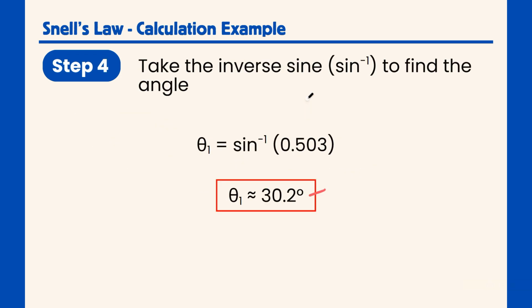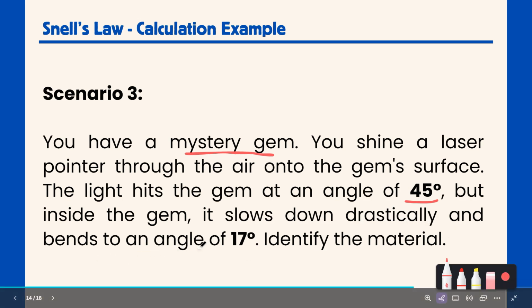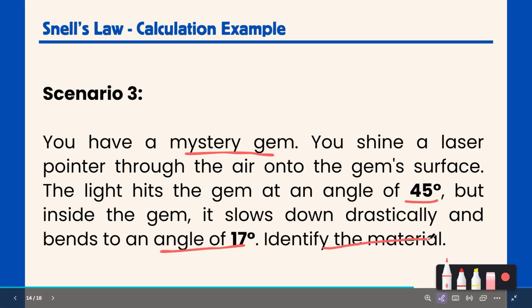Okay, let's proceed with the third example. So you have a mystery gem. You shine a laser pointer through the air into the gem surface. The light hits the gem at an angle of 45 degrees, but inside the gem, it slows down drastically and bends to an angle of 17 degrees. Identify the material.